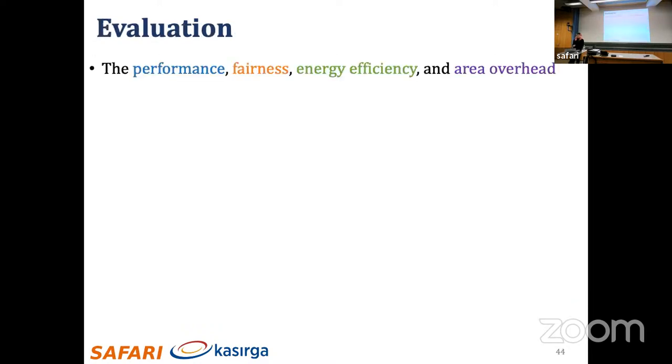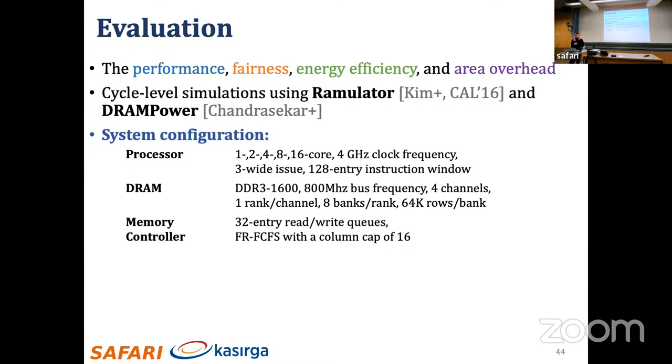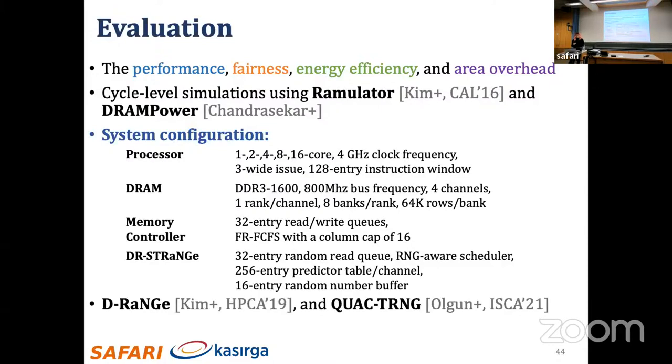And then let's see the key evaluation results. We evaluate performance, fairness, energy efficiency, and area overhead of Dr. Strange. We conduct cycle level simulations using Ramulator and DRAMPower. We simulate a realistic system with the configurations given in the slide. For Dr. Strange, we use a 32 entry random read queue, an RNG-aware scheduler, a 256 entry predictor table per channel, and a 16 entry random number buffer. We show Dr. Strange benefits using D-Range and Clocked RNG as the RNG mechanisms used in the system.